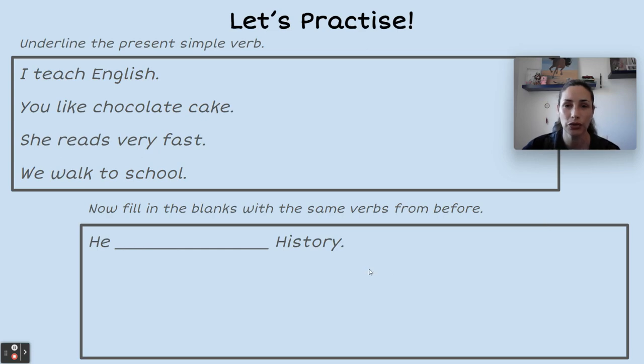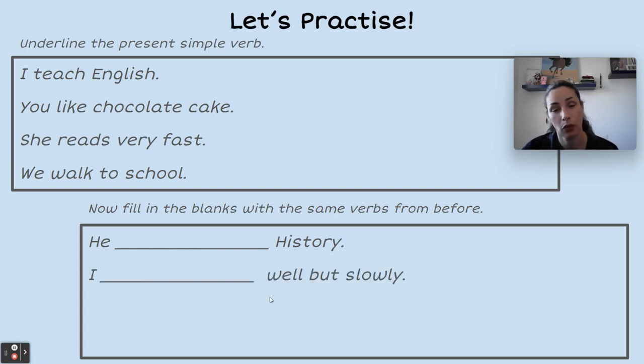Okay, so let's go through these. He, here's your blank. He, history. So use the verb from these four sentences, the verb that goes here. I, well, but slowly. What could I possibly do good but slow? Again, find the verb from these four sentences. There's one of them that fits in there perfectly.